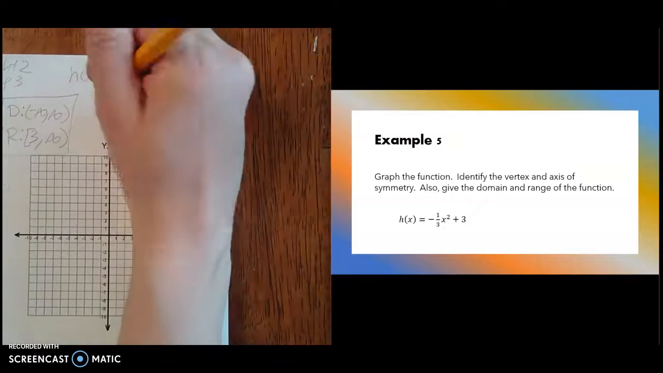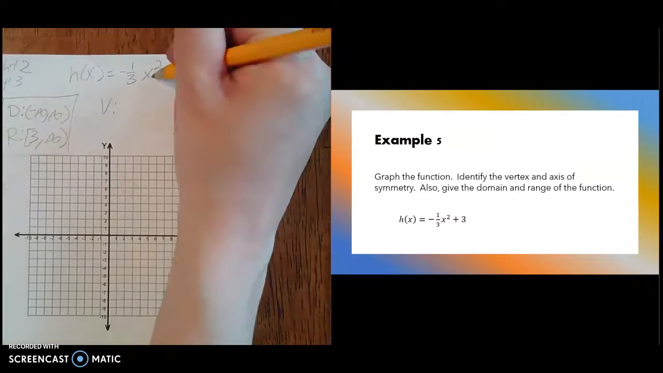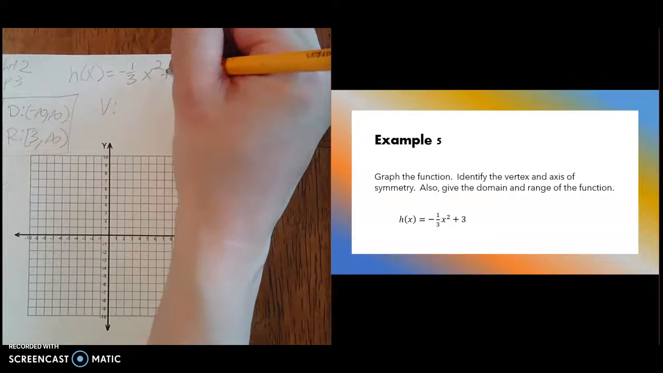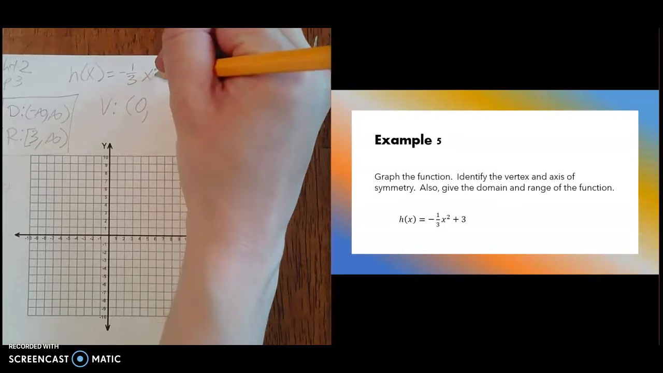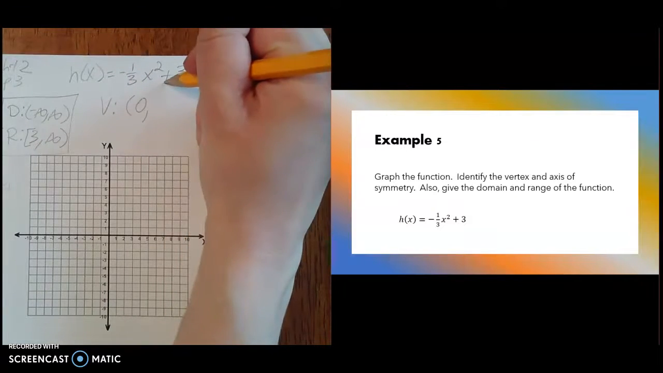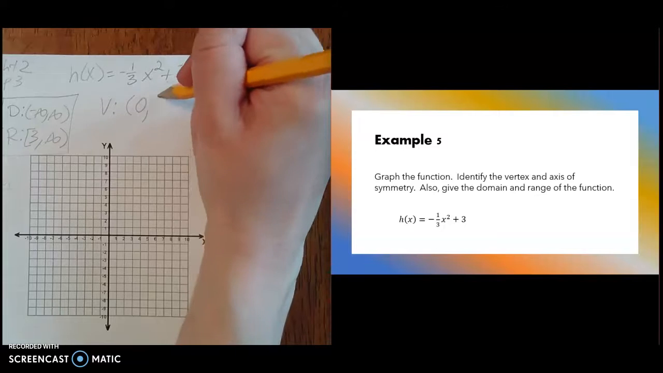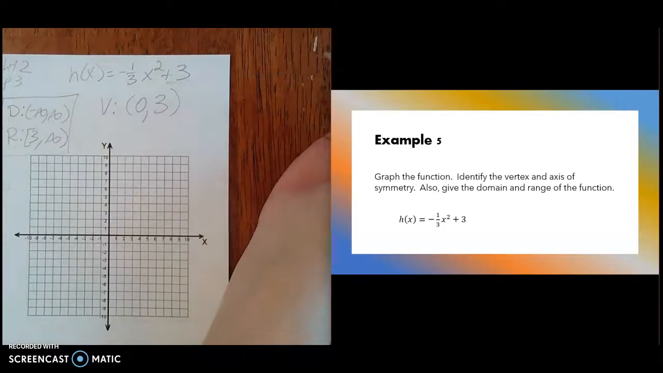So first off, let's go ahead and do our vertex. If you notice, it's just a regular x squared. We don't have parentheses with any other numbers in there. So that tells me that my x coordinate is 0. It's like x minus 0 squared. And then the y coordinate comes from right here. The plus 3 means we have a y coordinate of 3.